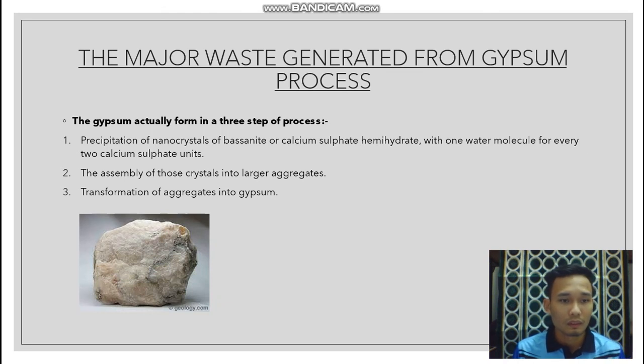The first thing, gypsum actually forms in three types of processes. First, precipitation of nanocrystals of bassanite, or calcium sulfate hemihydrate, with one water molecule for every two calcium sulfate units. Second, the assembly of those crystals into larger aggregates. And third is transformation of the aggregate into gypsum.